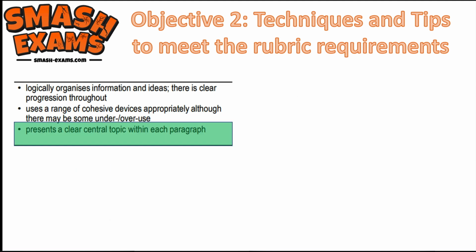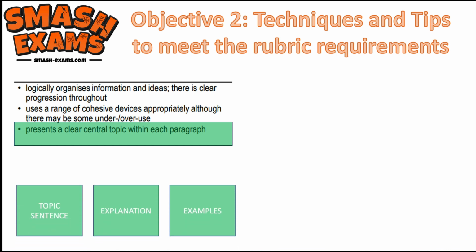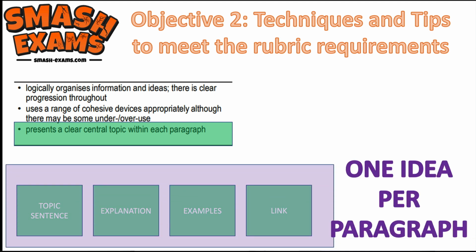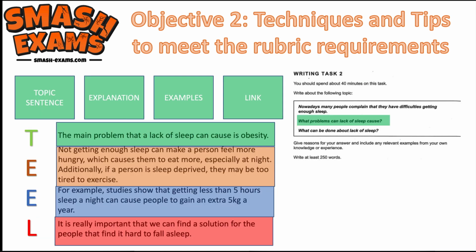Finally, how can we present a clear central topic within each paragraph? Now, the best way to do that is the topic sentence, explanation, examples, and then link together. All one idea. Do not use more ideas in one paragraph. So here is how it would look.